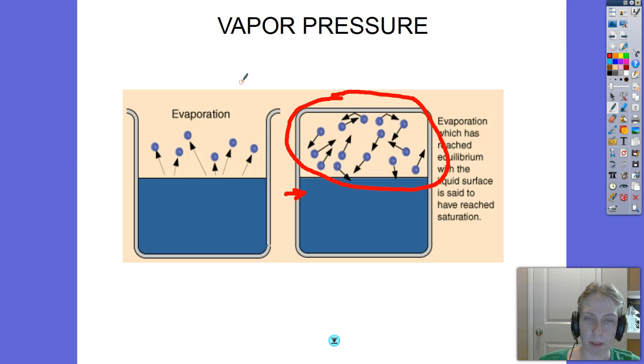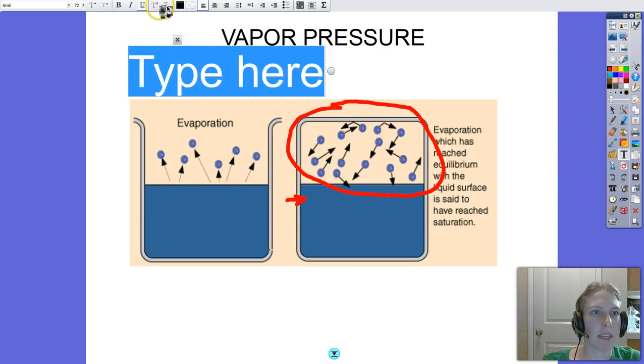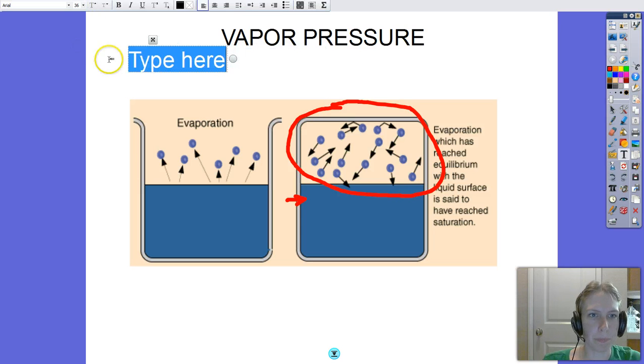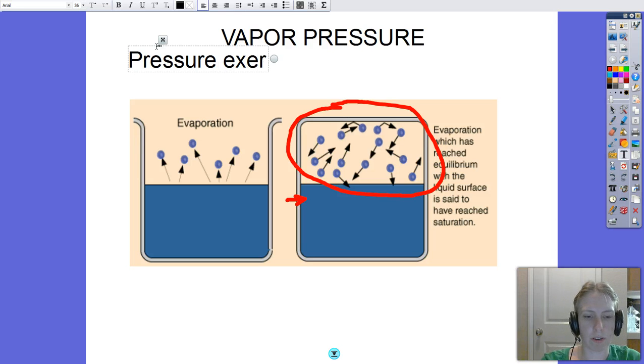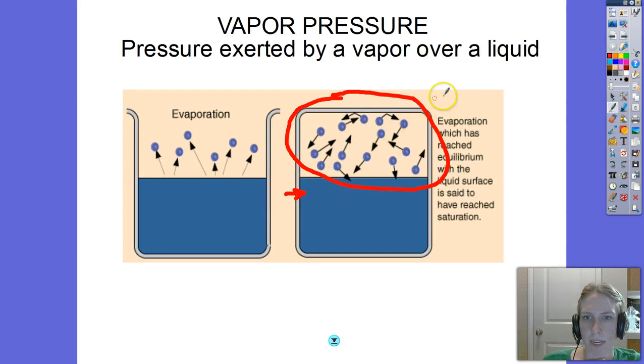The definition of vapor pressure from your book is the pressure exerted by a vapor over a liquid. So this is the pressure that these molecules right here are exerting. Pretty simple definition, and it works in a closed container.